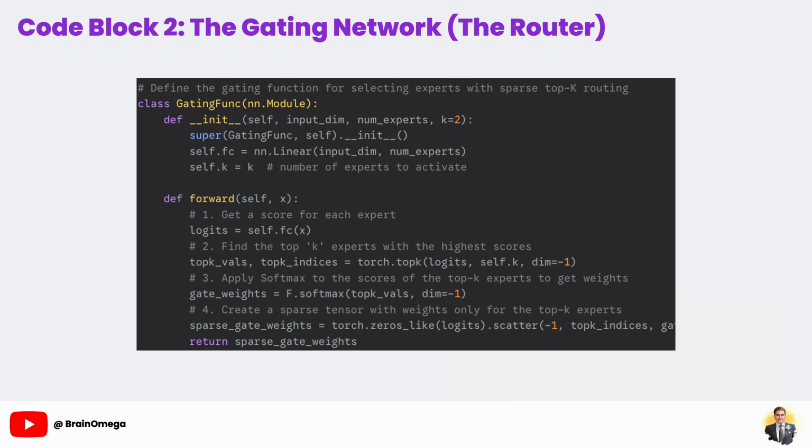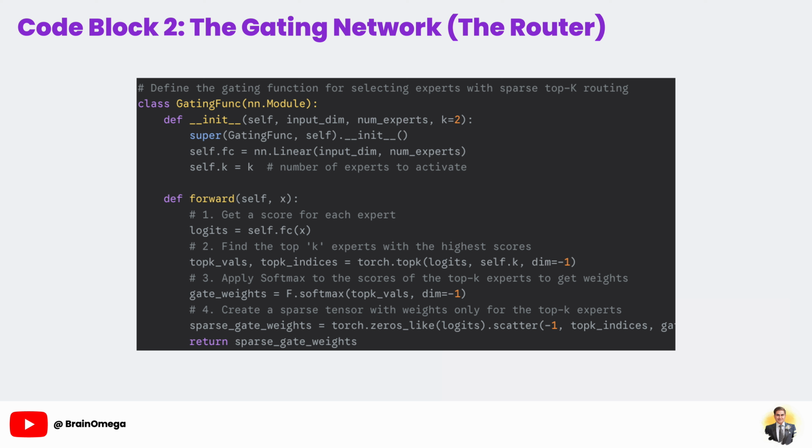Now, for the most critical part of the MoE, the gating function, or the gating network. This module's job is to choose which experts get to see the input. Here's how it works. First, it takes the input X and passes it through a single linear layer. The output of this layer gives us a score or logit for each expert we have. Second, we use torch top K to find the indices and scores of the top K experts. In our case, K is 2.